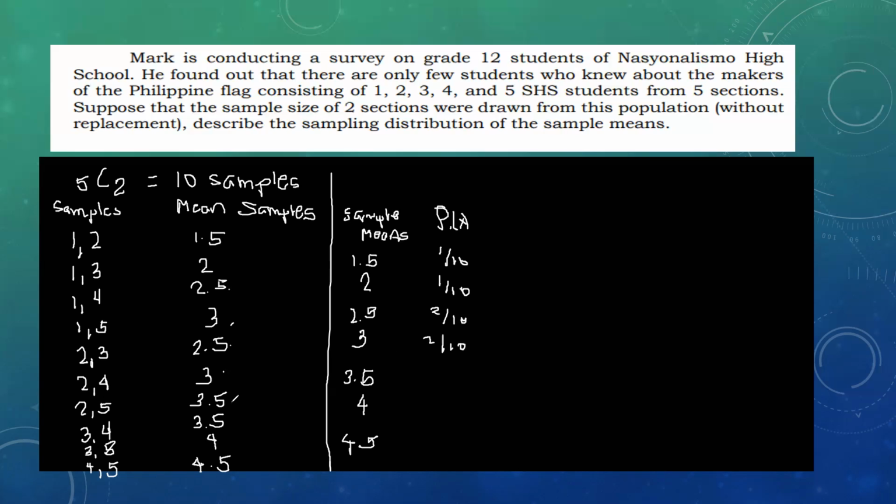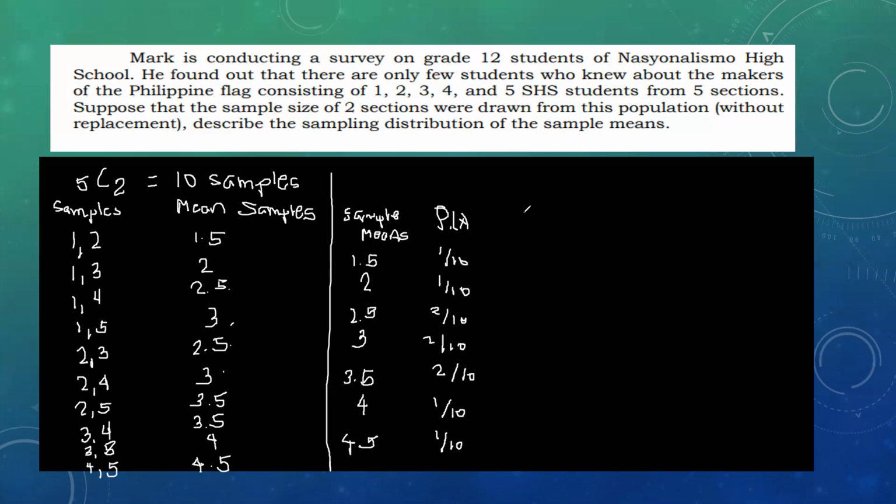Ilan ang 3.5 natin? Dalawa. Ilan ang 4? That's isa. And ilan 4.5? Isa. So it's very clear naman na 1 plus 1, 2 plus 2, 4 plus 2, 6 plus 2, 8 plus 1, 9 plus 1, 10. So that would be 10 out of 10. So kompleto tayo. Okay po.